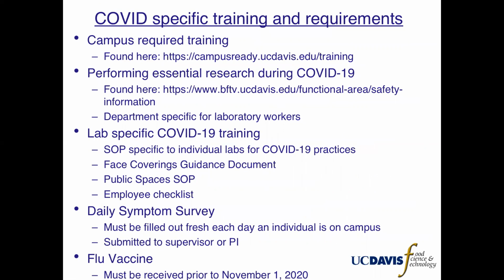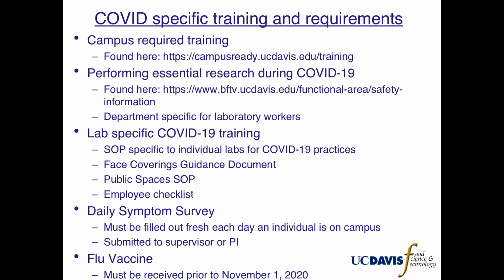Due to the COVID-19 pandemic, we have additional training related to COVID safety procedures. All persons working on campus are required to take the campus-specific COVID online training. For those working in labs in the Food Science Technology Department or Viticulture and Enology Departments, the performing essential research during COVID-19 training must be taken. This can be found on the department safety website. You may notice some differences between this and the campus online training. The department-specific training has more detailed guidance and should be adhered to over the campus guidance when working in any building in the RMI complex.